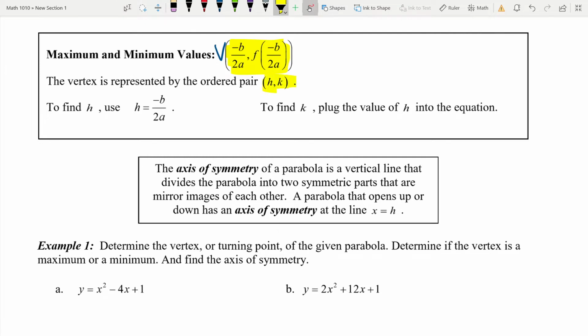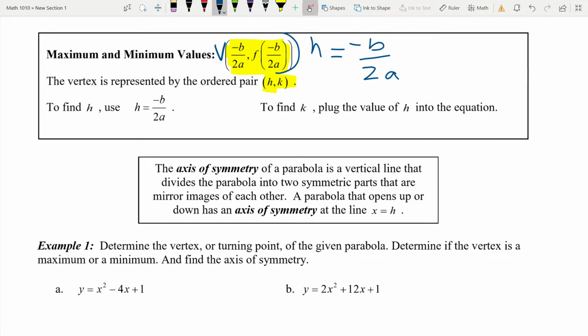So anyway, the vertex is (h, k), and it's also that stuff up there. What I want you to write is, and I'm going to look like I'm in kindergarten because I'm writing with my finger, h equals negative b over 2a. You look at the equation, take the values of a, b, and c, plug them in, and you find the x coordinate of the vertex.